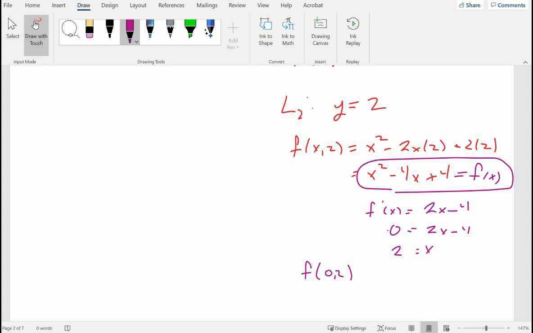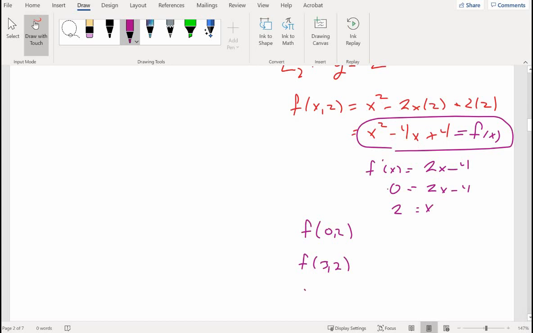That's that bottom left corner. Then we're going to have the point where x equals 3, 2. That's the other top corner. And then we're going to have the point when x equals 2. So that'll be the point 2, 2. So remember, we're on that boundary, so y is always equal to 2. So now evaluating my function at that point, we're going to wind up with 4 in this case.